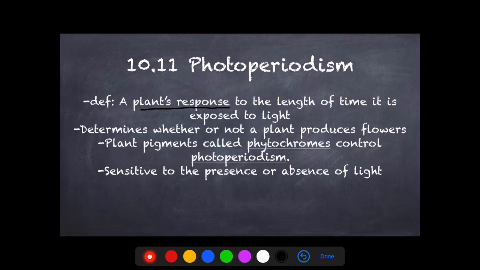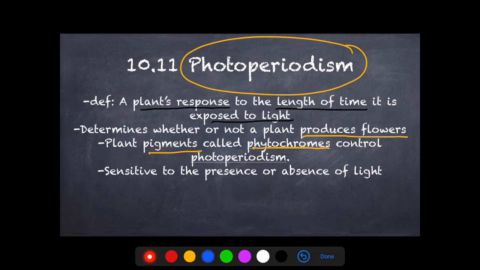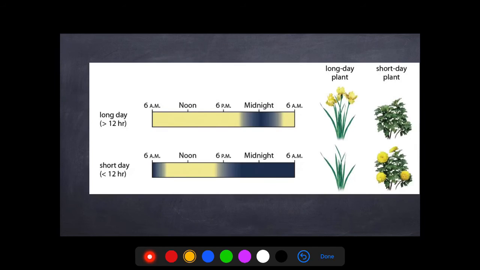So what is the definition of photoperiodism? It is a plant's response to the length of time it is exposed to light. So let's talk more about this. Depending on how much light a plant gets, that will tell you if the plant will produce flowers or a fruit. There are special pigments that a plant has called phytochromes, and they are the ones that actually control photoperiodism, okay? So I'm going to say that again. There are special pigments called phytochromes, which I have right here. These are the ones that are going to control photoperiodism. These are what are going to be sensitive to either light being present or light not being present.